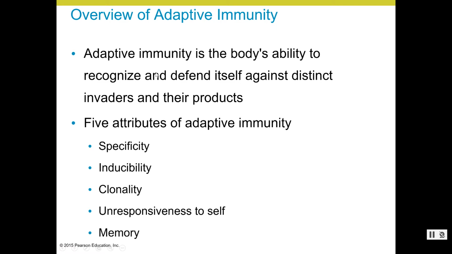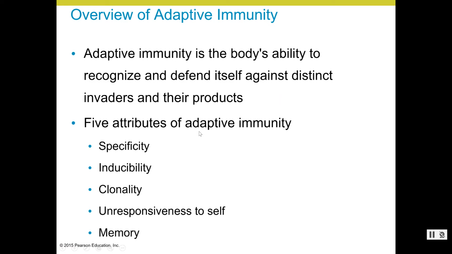Overall, adaptive immunity is the body's ability to recognize and defend itself against a particular invader and maybe their products that they may be doing, toxins or something that they're invading us with. So that's the adaptive immunity. Again, it isn't specific. It has to see the invader and know that it's bad, understand that this is a bad target before it will respond.